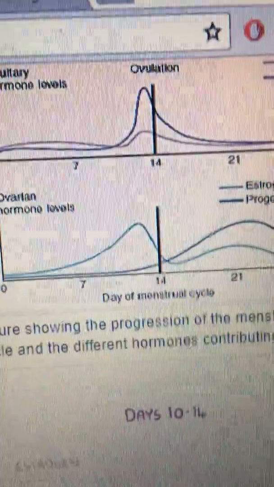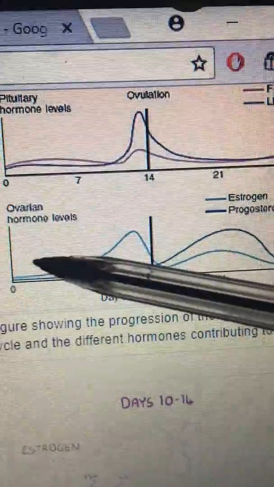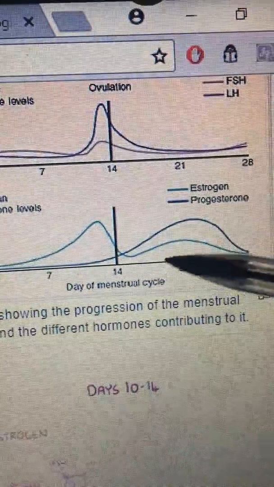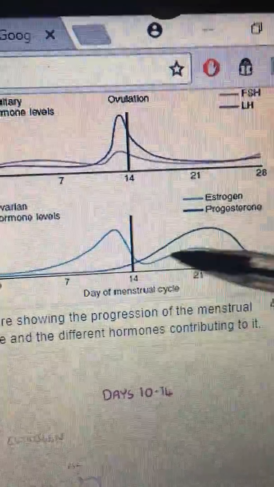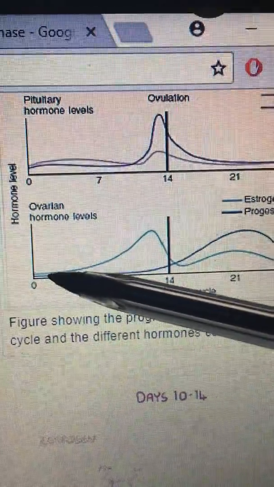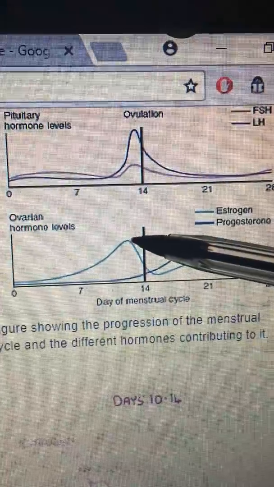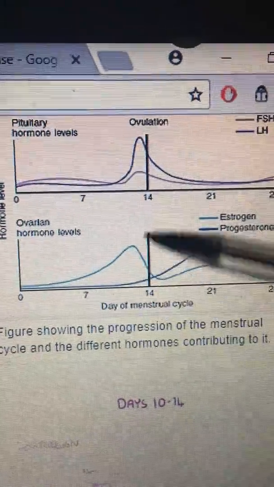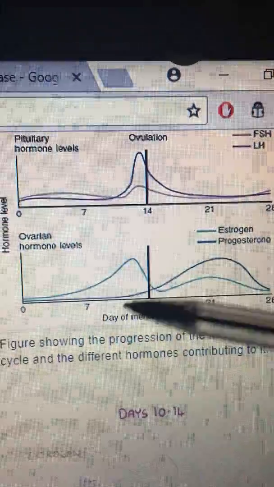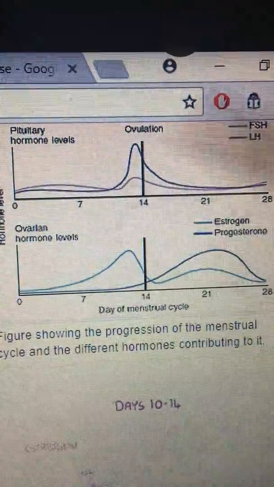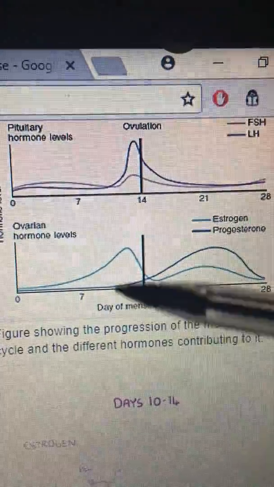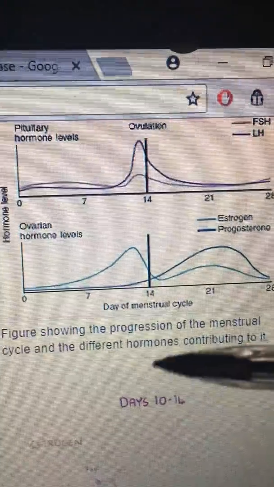So if you look at here, for example, this is your estrogen levels, and this is your progesterone levels. In the first phase, like I said, estrogen increases and increases, and that stimulates the release of something called LH. You get an LH surge. There's no LH in this diagram, but that's a separate thing to talk about.